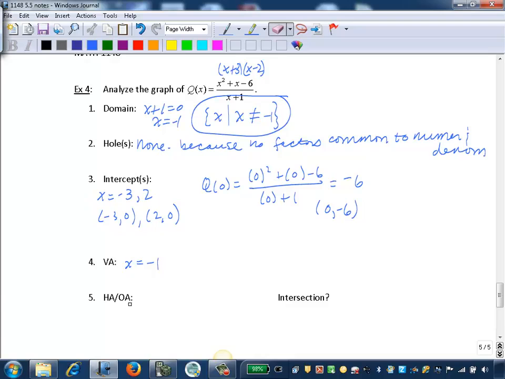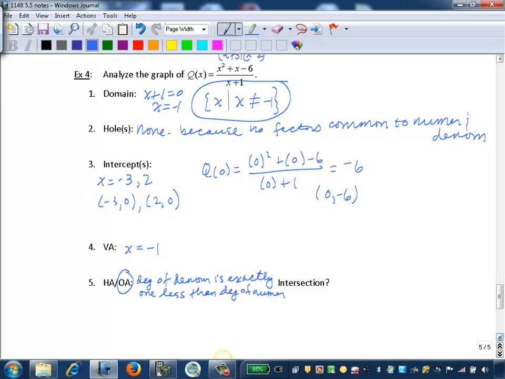Now we want to determine if we have horizontal or oblique or neither. So we'll compare the degree of our numerator and denominator. The degree of the numerator is 2, the degree of the denominator is 1. So remember, when the numerator is exactly 1 degree higher than the degree of the denominator, we're going to have an oblique asymptote. And if you want to make a note here, that's because the degree of the denominator is exactly 1 less than the degree of the numerator.